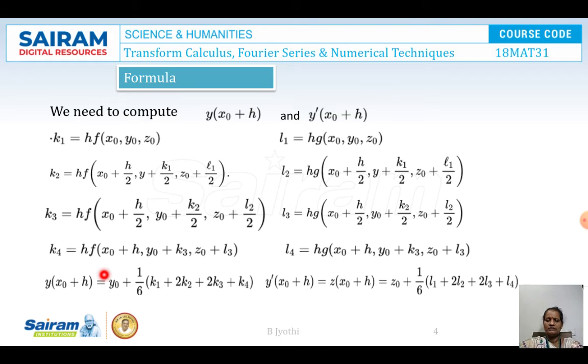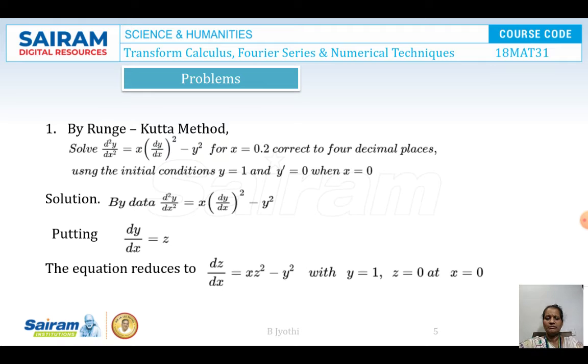So the value of y1 or y of x naught plus h is obtained by the formula y naught plus 1 by 6 into k1 plus 2k2 plus 2k3 plus k4, and y dash of x naught plus h is nothing but z of x naught plus h, that is equal to z naught plus 1 by 6 into L1 plus 2L2 plus 2L3 plus L4. This is how we have to find it. Let us solve the problems now.